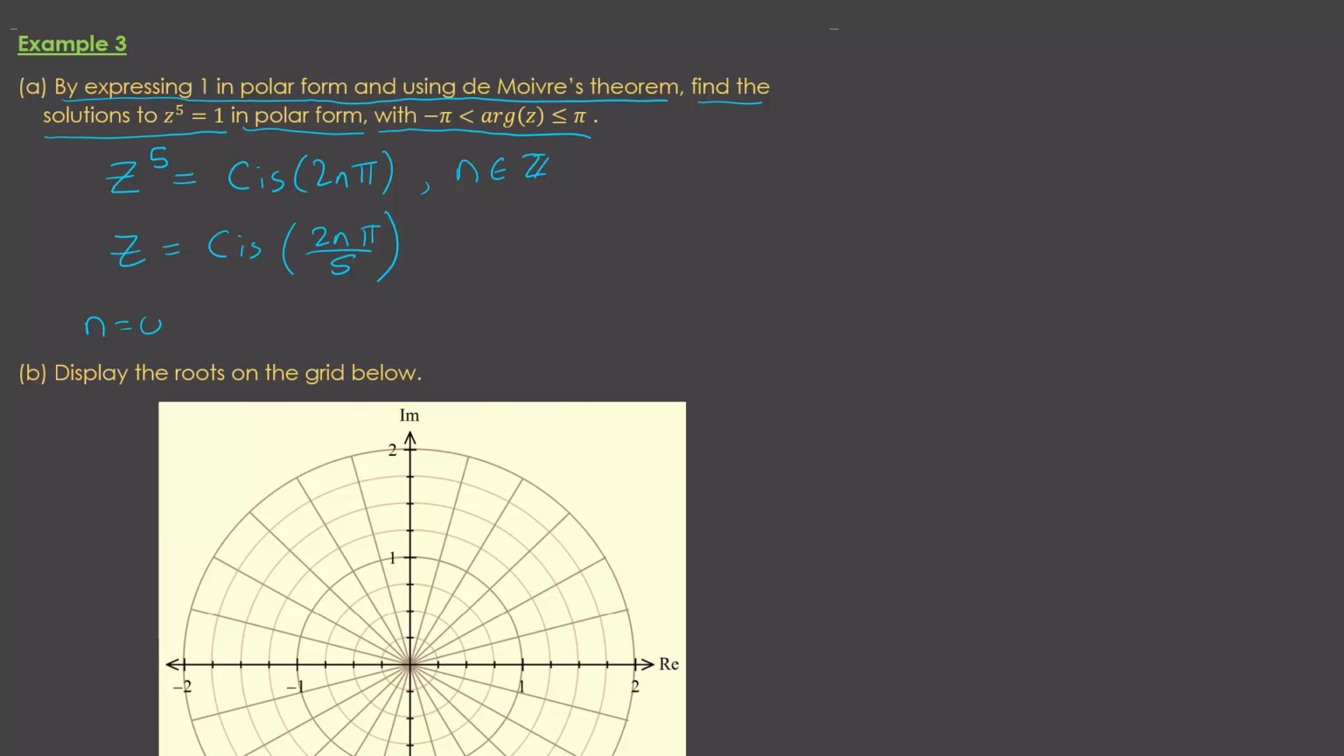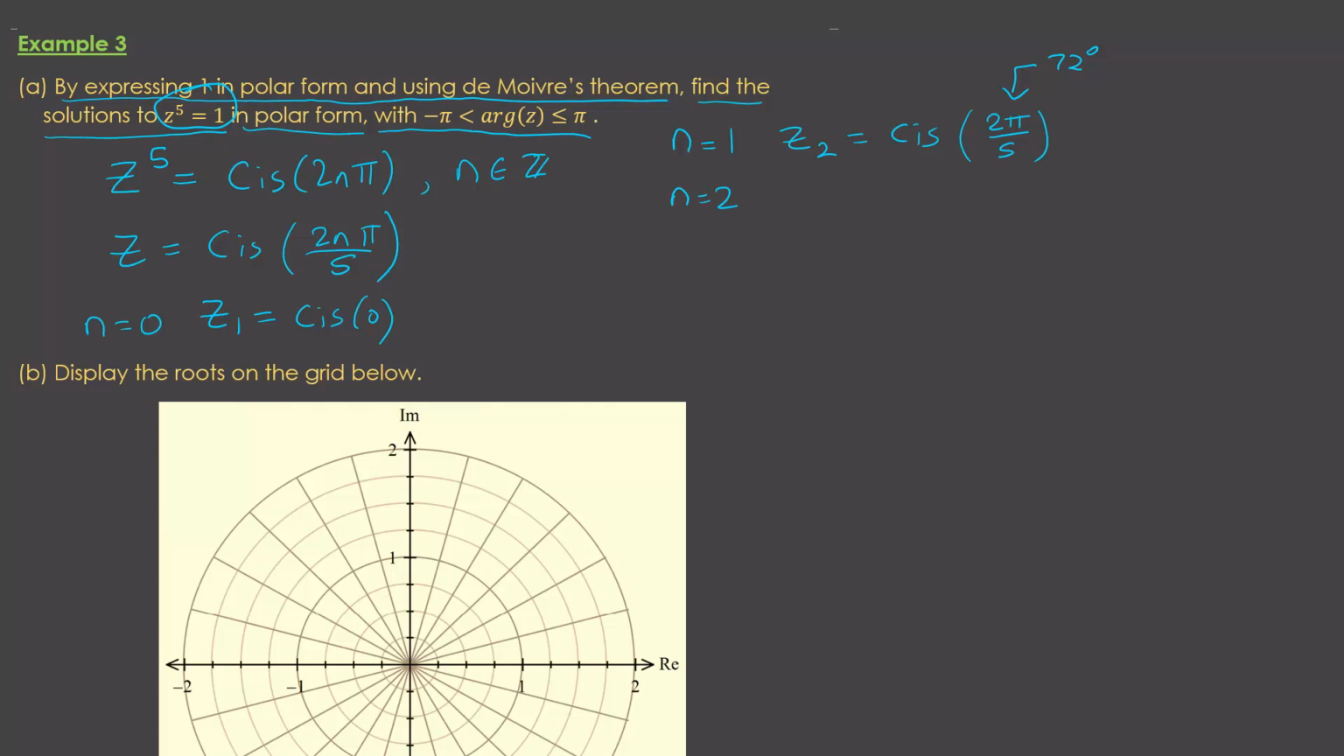So we have the n equals 0 situation. Let's call that one z1. That is cis 0. And of course, that's just 1. And we know that 1 would be a root of this equation. n equals 1 gives me what I'll call z2, which is cis 2 pi by 5. In degrees, that's 72 degrees.